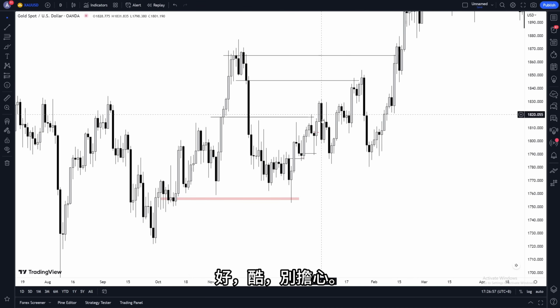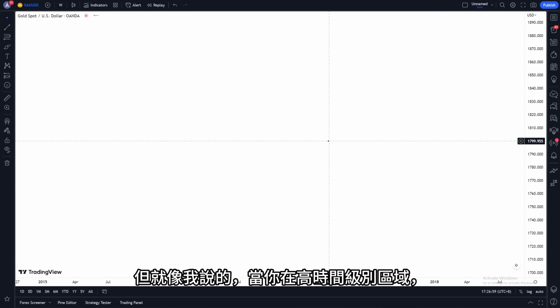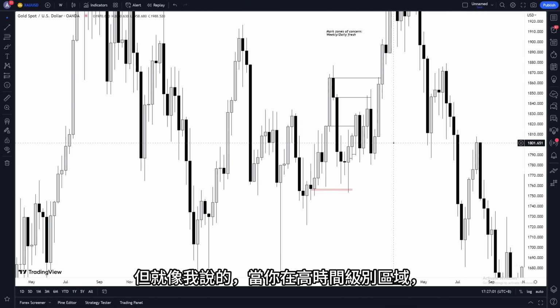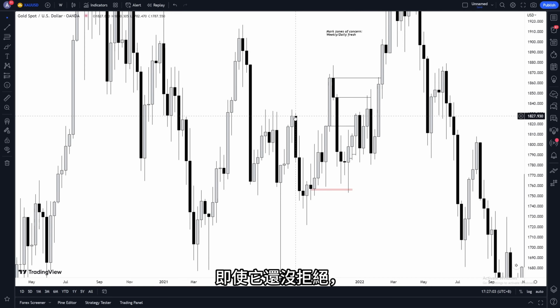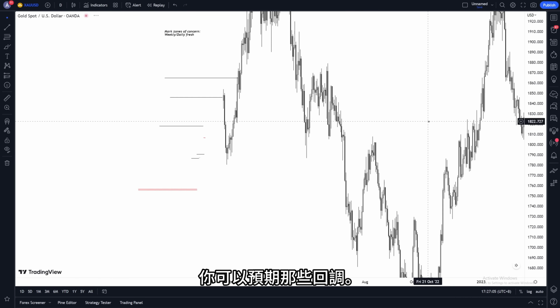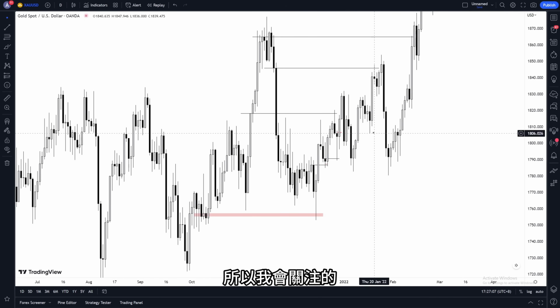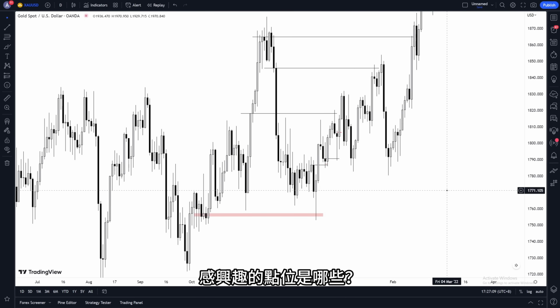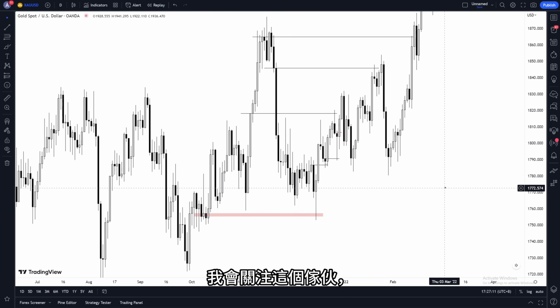Okay. Now, when it pulls back, let's see if there's a weekly reject weekly anywhere. Just want to see that. No weekly reject weekly. Okay, cool. No worries. But as I said, when you're in a higher time frame zone, you can expect those pullbacks, even though it hadn't even rejected yet.